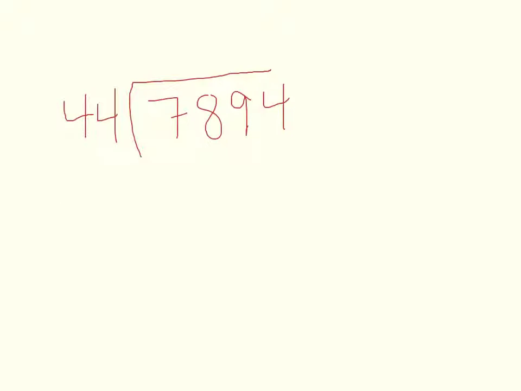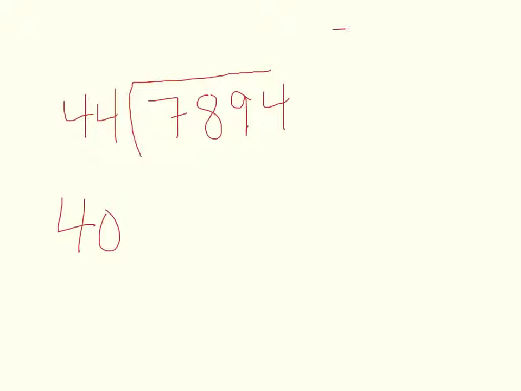Good job, Pedro. The correct answer is 40. 44 is closer to 40. It makes it easier for us to divide. Now we need to estimate 7,894. Remember, let's take a look at what we rounded or estimated our 44 to, which is 40. So what would be a good compatible number?